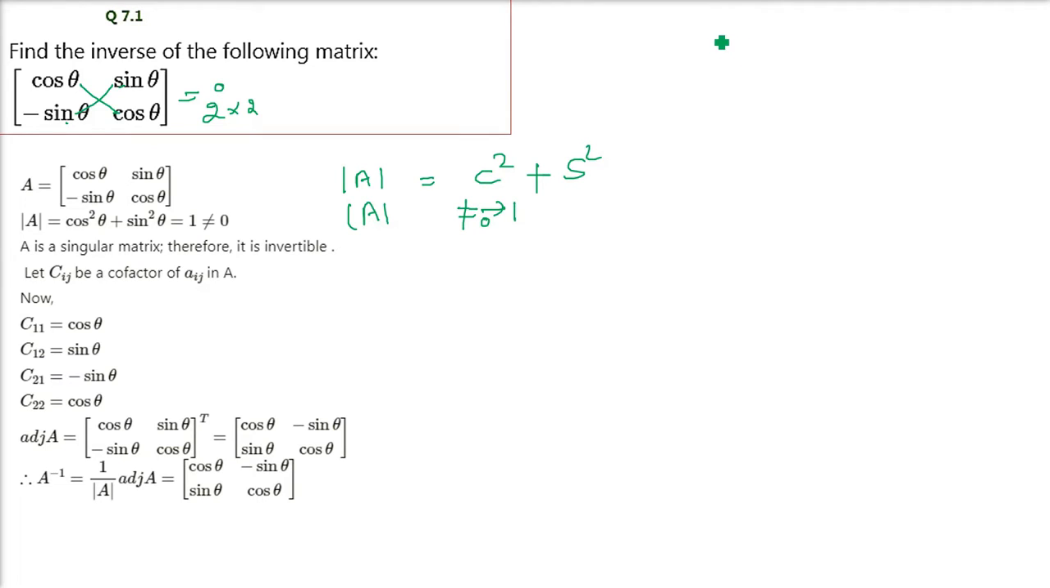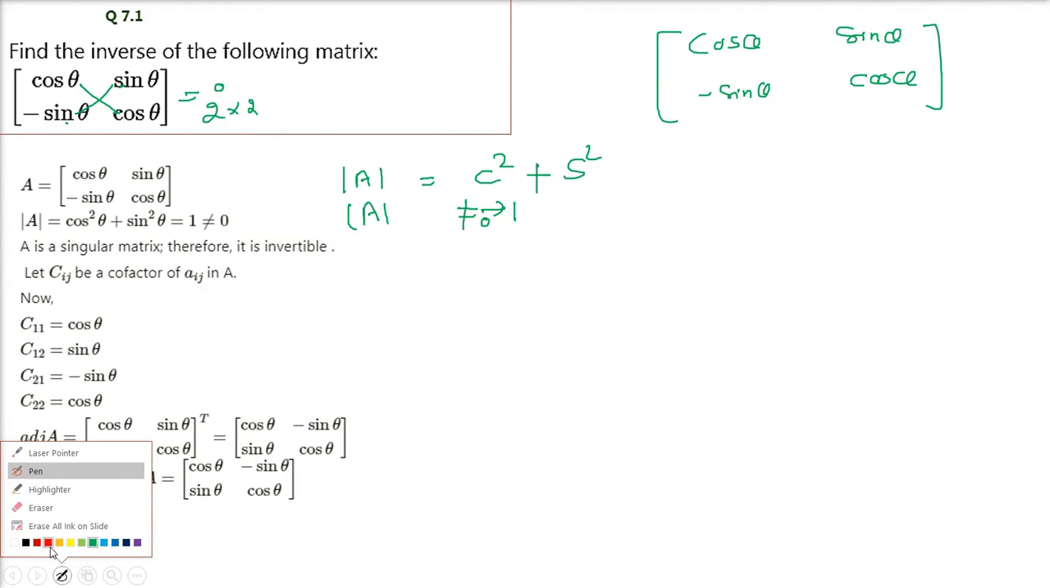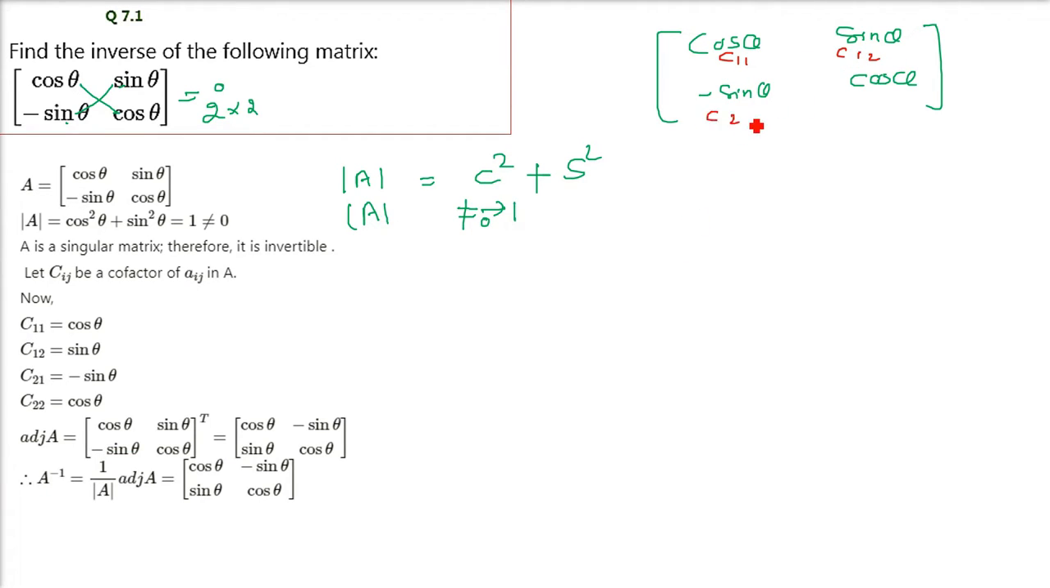So we'll try to find out the cofactor. Let me just write it here: cos theta, sin theta, negative sin theta, and cos theta. Let me mark it here, because we are going to find the cofactor, and then we'll take the transpose of the cofactor matrix. This is C11, this is C12, C21, C22. So C11 is minus 1 to the power 1 plus 1, and then we leave the row and column where this C11 intersects, only cos theta will remain. Minus 1 to the power 2 is 1 only, so it is going to be cos theta. Now C12 we are finding.